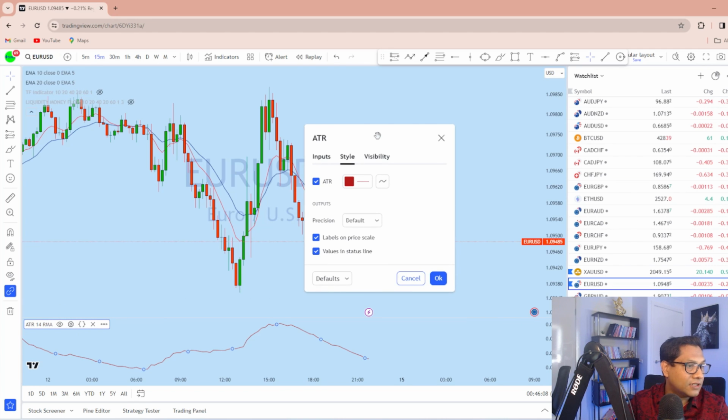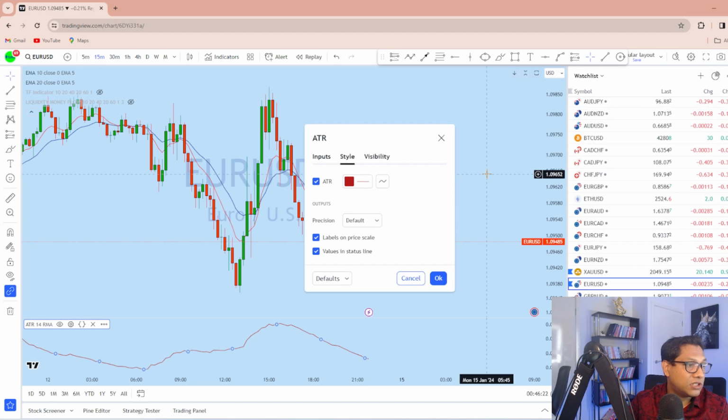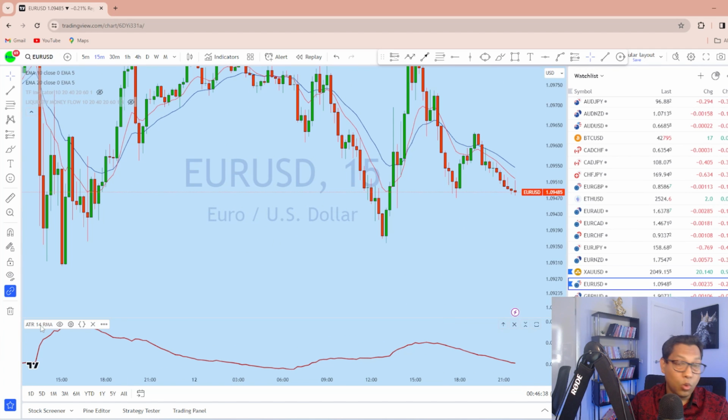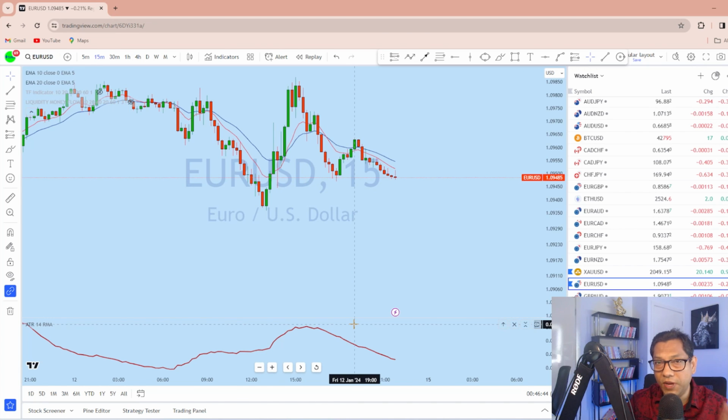Once you open the settings, what you need to make sure is that the input you use is 14. That means it will take 14 periods, or 14 candles, into consideration, and the rest I will keep as it is. For the style, you can use a different color, and I will use a slightly thicker line so that we can see it clearly. Once the indicator is printed, let's see what this ATR indicator means.